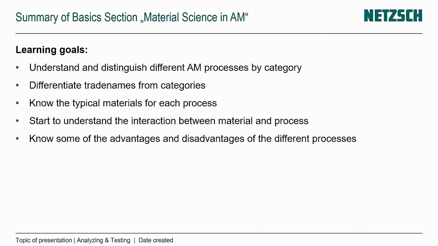You should also be able to know the typical materials for each process. You should start to understand the interaction between material and process. You remember when we talked about the UV curing processes, for example, VAT photopolymerization, it was important that we had a liquid with low viscosity, so that the VAT was actually working, so that with the bottom-up approach, the resin was able to flow in between the gap. All of that is only possible with a thermoset resin.